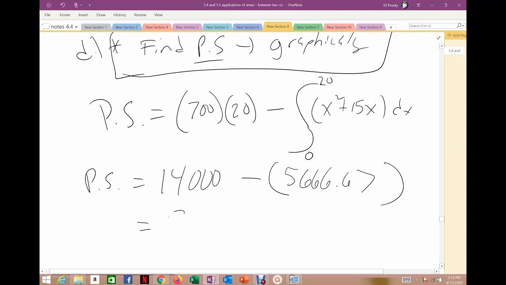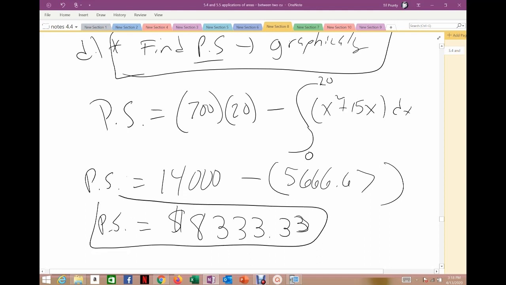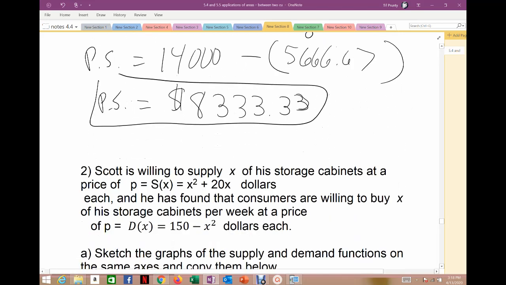And then when we subtract, it comes down to $8,333.33 producer surplus, which again, like I said, it usually is more. Consumer surplus was only 1,000. Producer surplus is a little bit more than 8,000. Alright, now we're just going to practice a couple more examples of that.